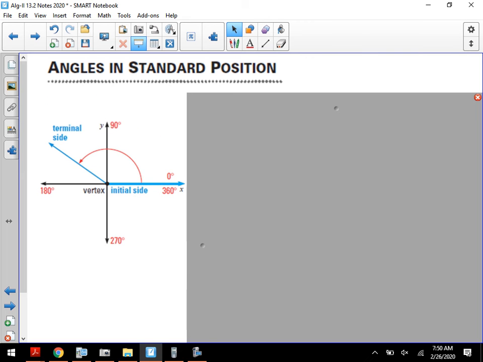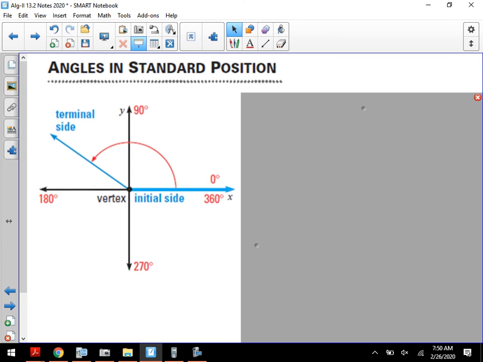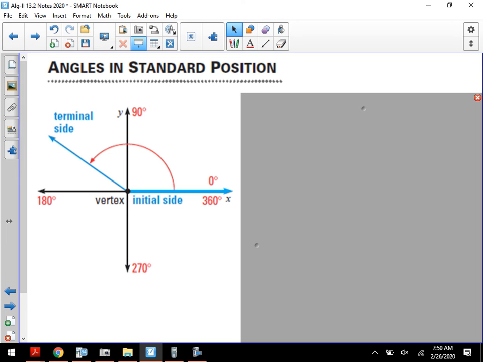Let's kind of blow this in here just a little bit. Move these over. What we have here is we start with a coordinate plane, just like we always have, an x, y graph. Okay. Our initial side always starts on the x side in the first quadrant, and the angles, if they're positive, they move counterclockwise. Okay, so they open up to the left.